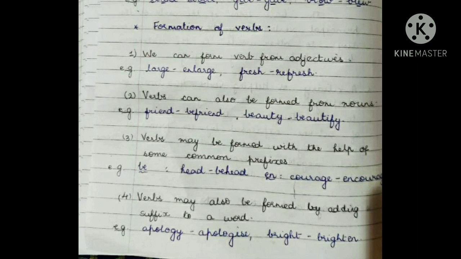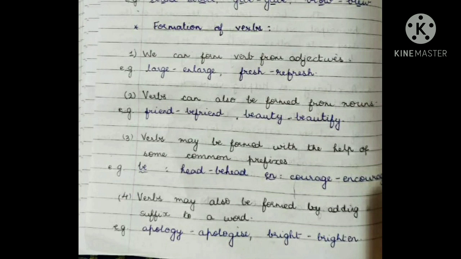Now we will see about the formation of verbs, how they are formed from other parts of speech. We can form verbs from adjectives. For example, the word large. Large is an adjective, so when we change it into a verb, it becomes enlarge. From fresh, refresh. Then we can also form verbs from nouns. For example, friend, befriend; beauty, beautify.